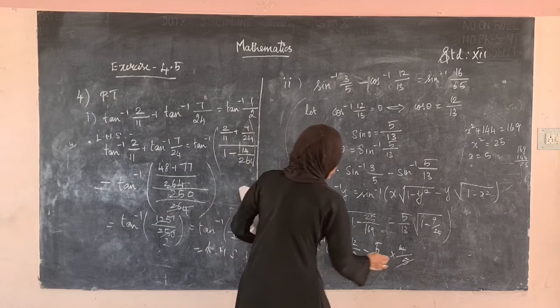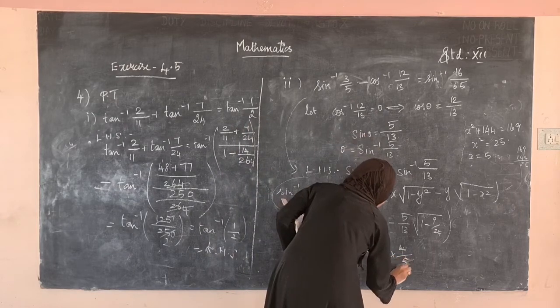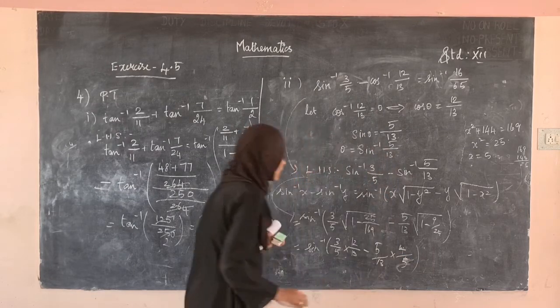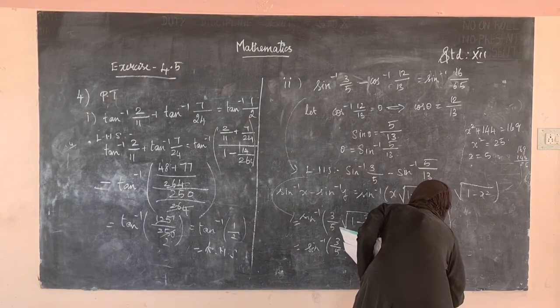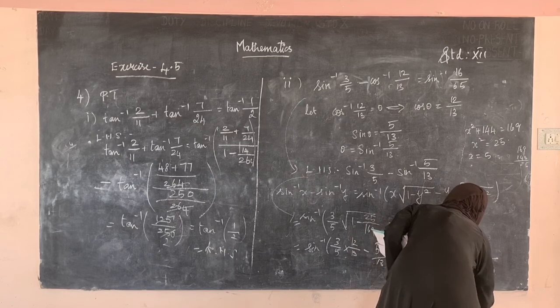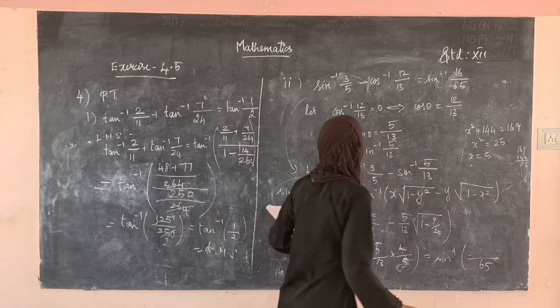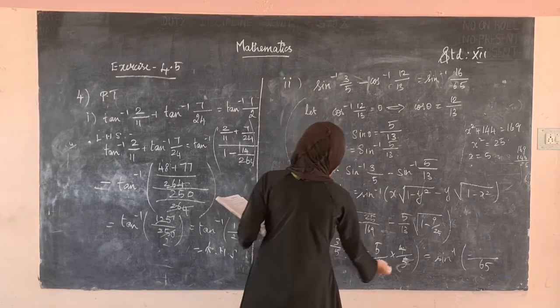Okay, don't cancel the 5. If you cancel the 5, it will be very difficult for you to find the LCM. So the LCM is 65, right? Sine inverse of 65, we have 65 on both sides.